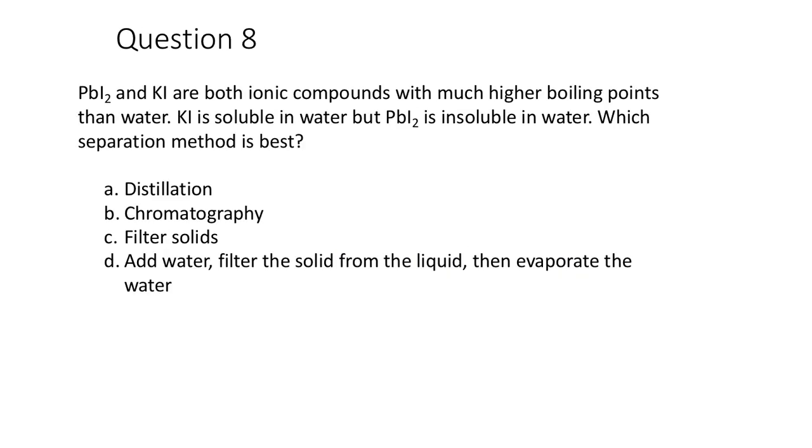Number 8, I'm told that lead iodide and KI are both ionic compounds with much higher boiling points in water. KI is soluble in water, but PbI2 is insoluble in water. Which separation method is best? I think we're told that their boiling points are high, so we know that distillation is probably not going to be a good idea. We tend to do that for liquids. So distillation is probably not a good technique.